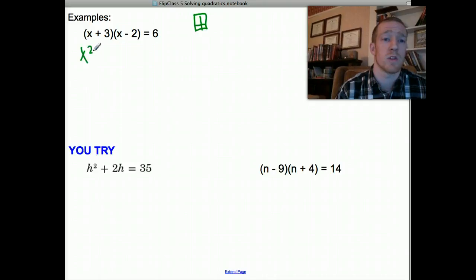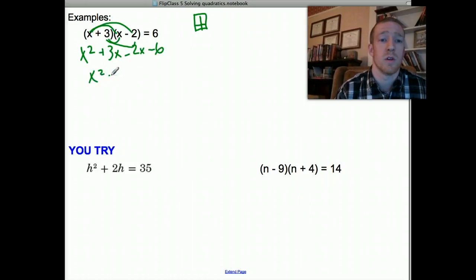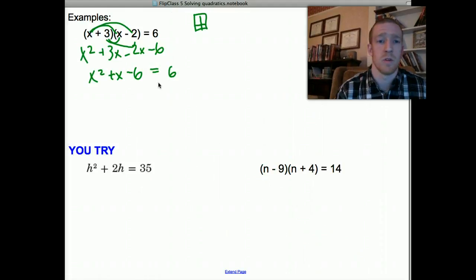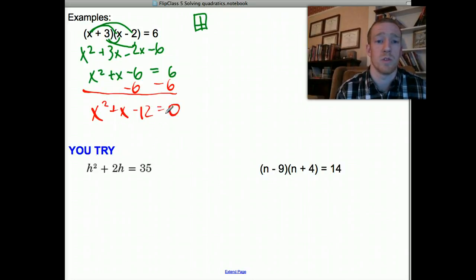That's going to give you an x squared plus 3x minus 2x minus 6. So it gives you an x squared plus x minus 6 equals 6. So now I have something that looked like this initial equation. Alright, so what did I have to do here? I had to get everything to one side, so I had to do the same thing here. I'm going to minus 6, and I get x squared plus x minus 12 equals 0.